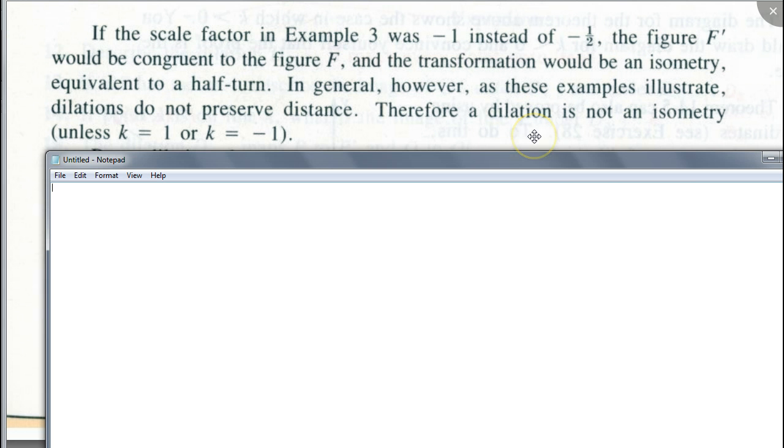Here we go. Somebody read this for us. How about John? Can you read this for us? If the scale factor in example 3 was -1 instead of -1/2, the figure F prime would be congruent to the figure F, and the transformation would be an isometry, equivalent to a half turn. In general, however, as these examples illustrate, dilations do not preserve distance. Therefore, a dilation is not an isometry unless k equals 1 or k equals -1. Yeah, so there are some cases, but it's not generally an isometry. Does that make sense? All right, let's move on to this.